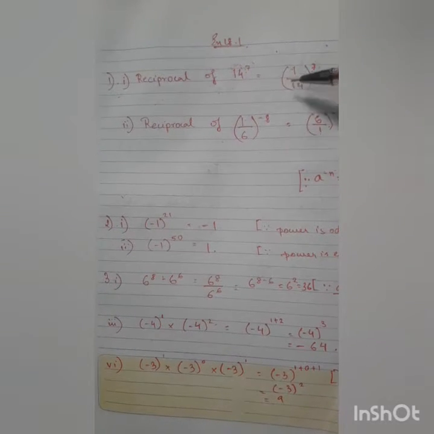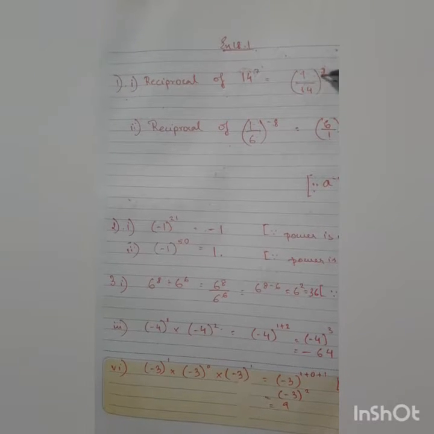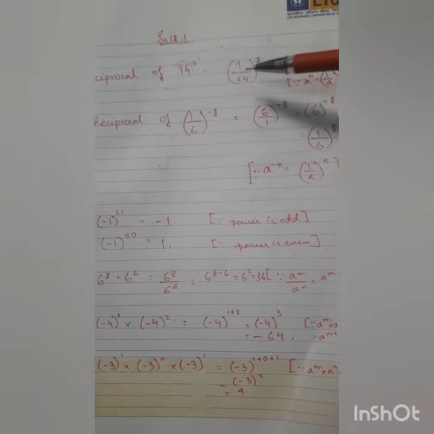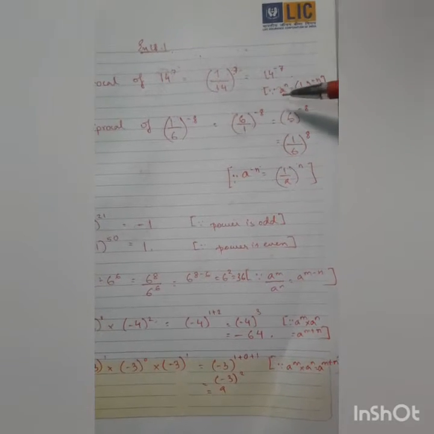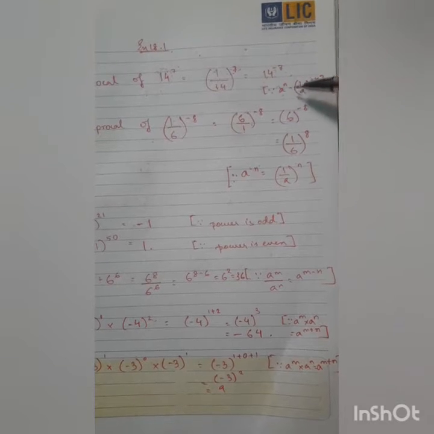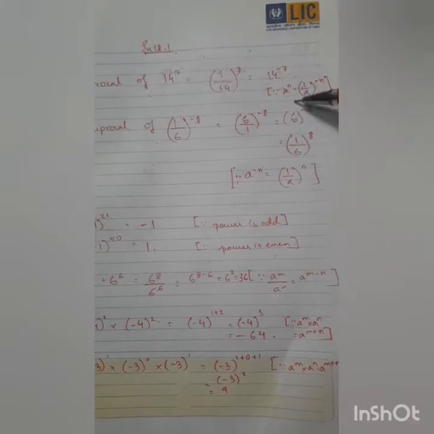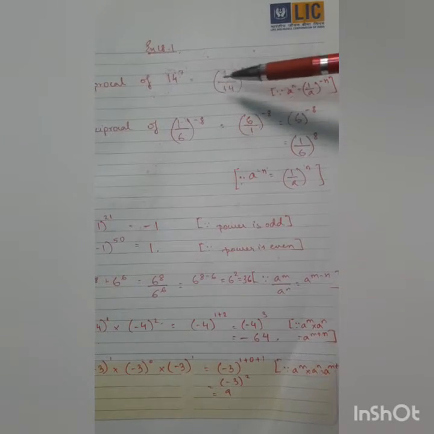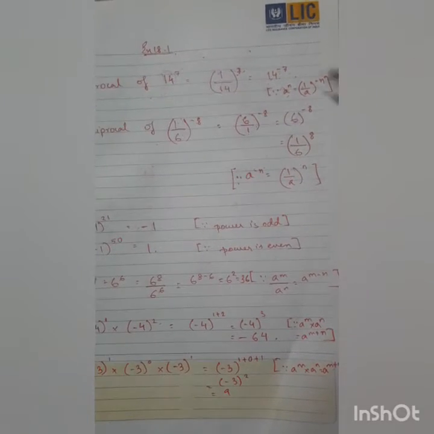Now inside you are having a fraction. Inside the base is a fraction. So in order to change that, we can write it as 14 to the power of minus 7. Why? Because you know a to the power of n is equals to 1 by a to the power of minus n. Alright, here a is 1 by 14 and it is becoming 1 by a. So 1 by 14 is 14. So 14 to the power of minus 7.